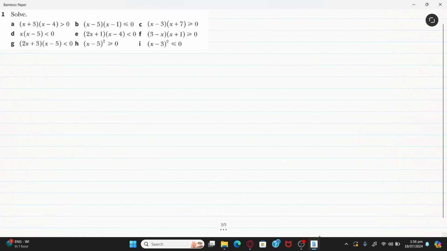Hey everyone, this is the Math Nexus, and today we are going to start with exercise 2.4 of O level and IGCSE additional mathematics. This exercise is quite conceptual and quite interesting, you can say. What it revolves around is inequalities.